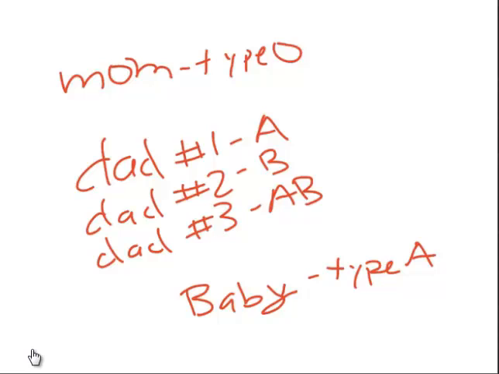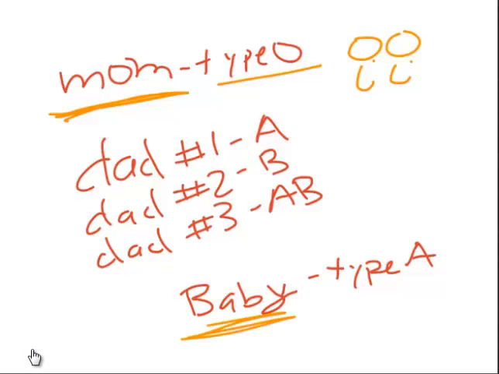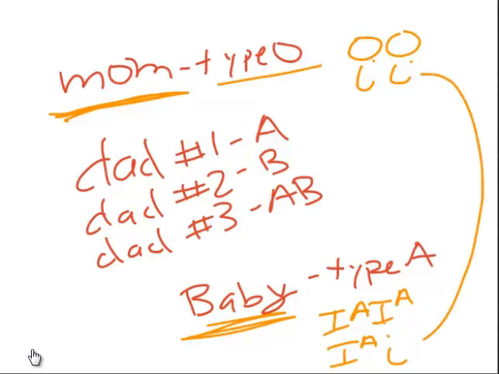Okay, so I have one last situation. I have a mom and she is type O, which means she can only be OO, right, or little i. And I have a baby who is type A, so that baby could be AA or it could be AI, right? So seeing as how the mom only has O's, I know that this baby has to be type AO.